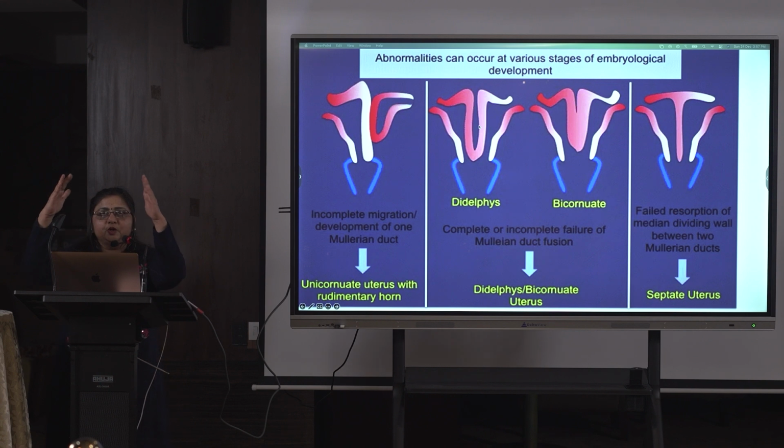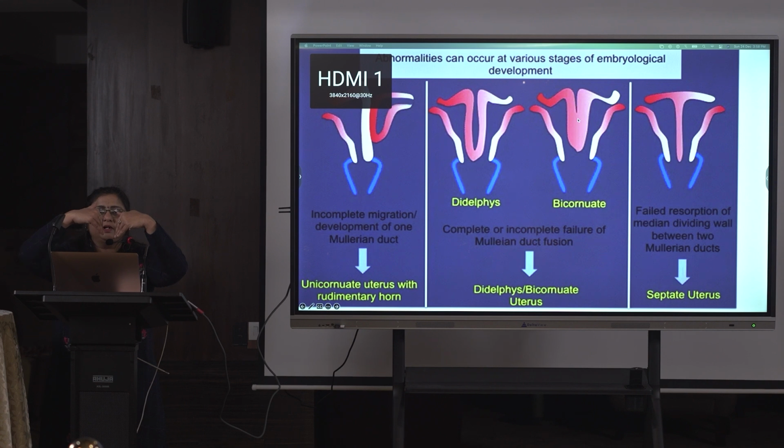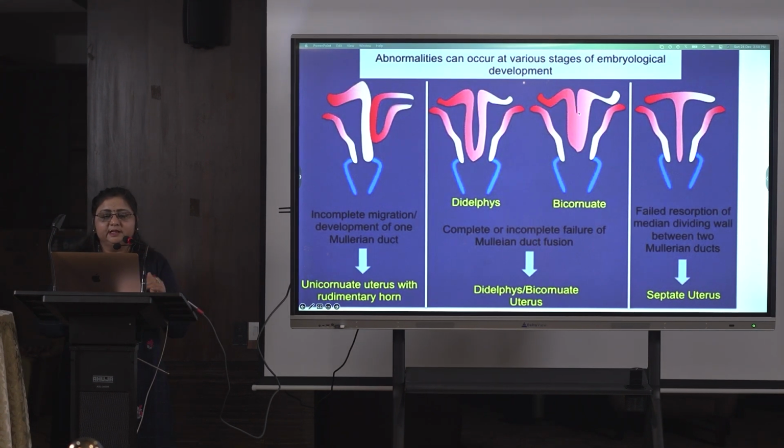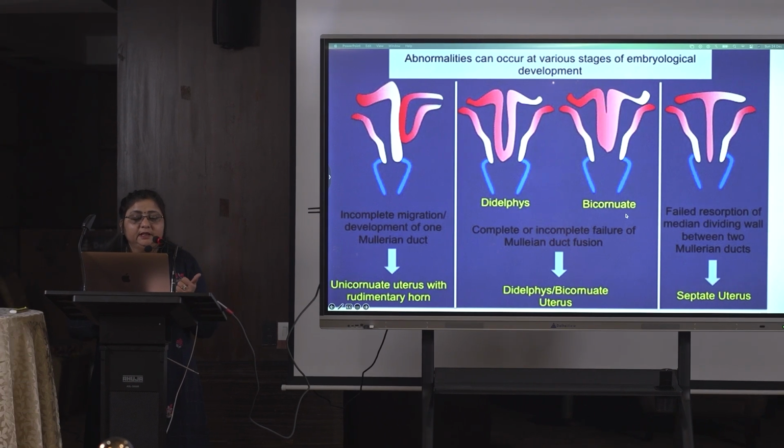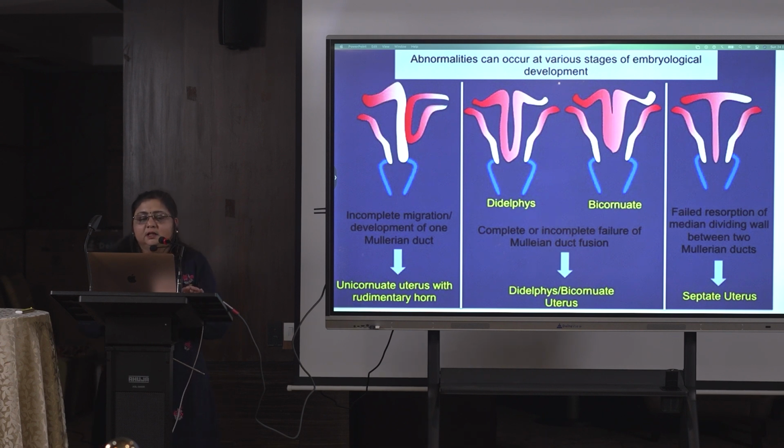Now what can happen? Because these two ducts are fusing like this, suppose they do not fuse. So what will they form? This will form a separate uterus, cervix and vagina, and this will also form the same thing. So it will be uterus didelphys, a complete failure of fusion. In a bicornuate uterus, these two ducts are coming, but they are not getting united in the beginning and then they unite. So the upper part will remain ununited and it will give rise to the serosal fundal indentation, or you can say a serosal fundal dip, in the bicornuate uterus. That I'll explain later. So this is a bicornuate uterus, which is incomplete failure of Mullerian duct fusion. Like this we should remember.